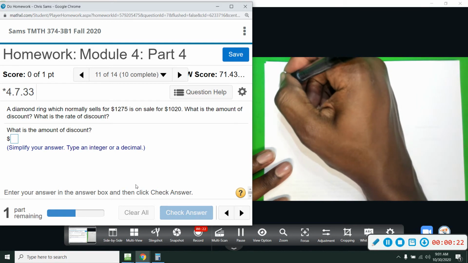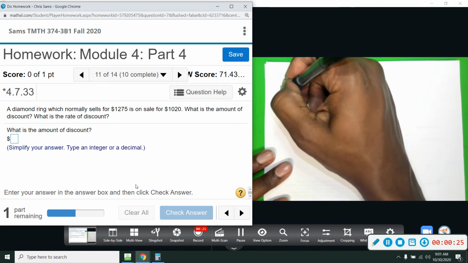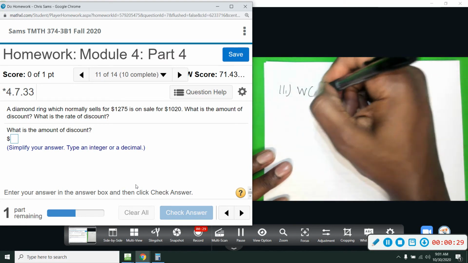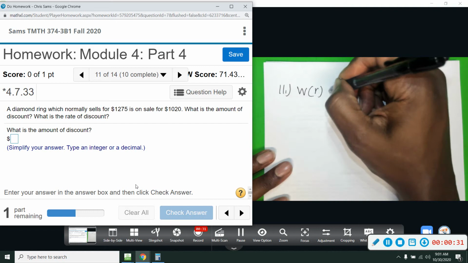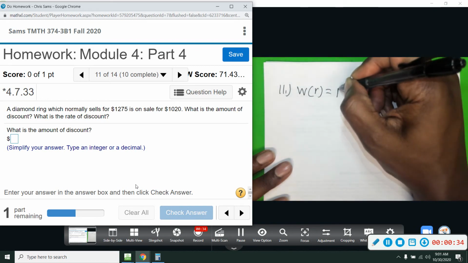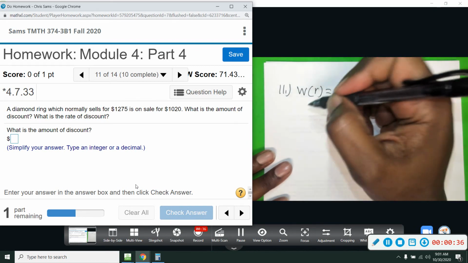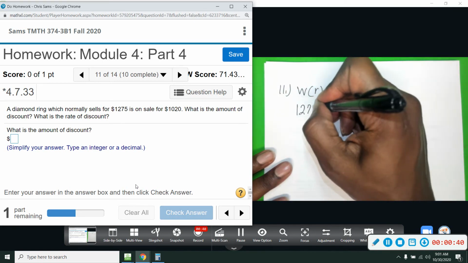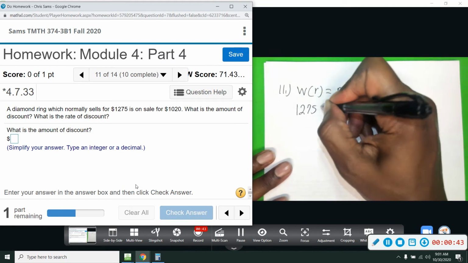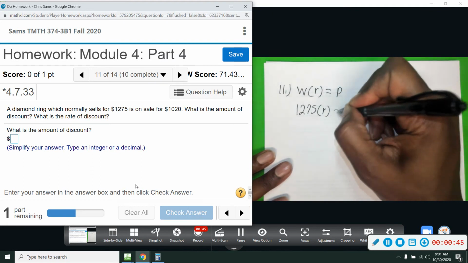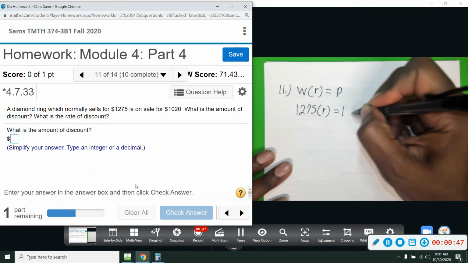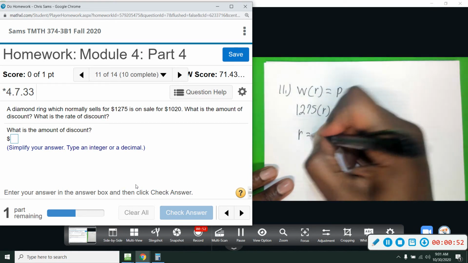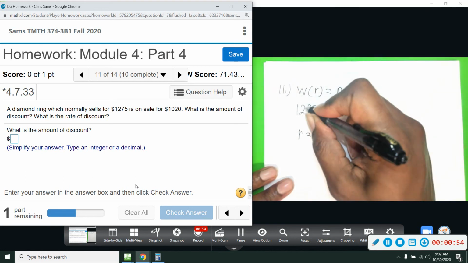So the total cost, we say the whole times that percent or that rate, is going to equal that new sales price, the part. We have 1,275 times an unknown rate will give us 1,020. So to solve for the rate, we will do this and then divide by that.